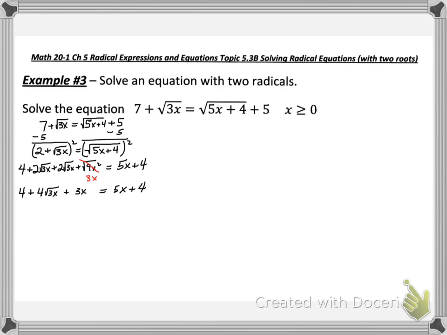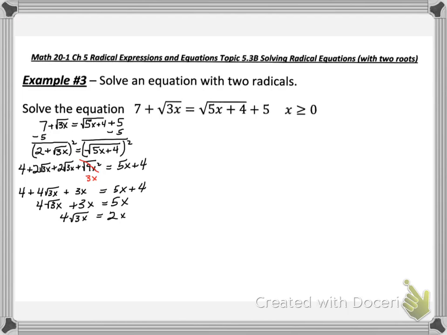Now, we still have a root 3x in our equation. We want to get that by itself. So what we're going to do is subtract 4 from both sides, and then subtract 3x from both sides to isolate that root 3x. This leaves us with 4 root 3x equals 2.